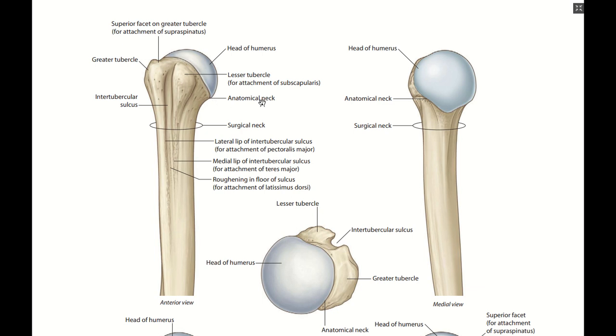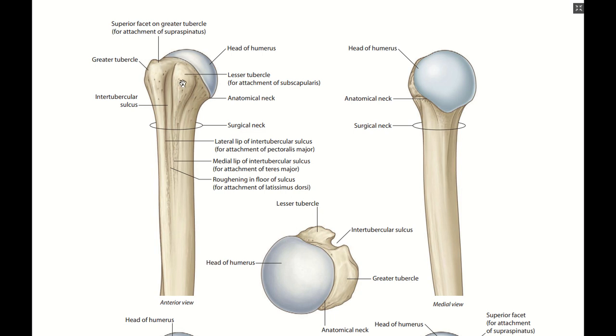Below the anatomical neck, we are going to have tuberosities: a posterior greater tuberosity and an anterior lesser tuberosity. Certain muscles attach to the greater tuberosity, which are part of your rotator cuff muscles. That is going to be here: the attachment of your supraspinatus muscle, your infraspinatus, and your teres minor muscle. And then the lesser tuberosity is going to have the attachment of your subscapularis muscle.